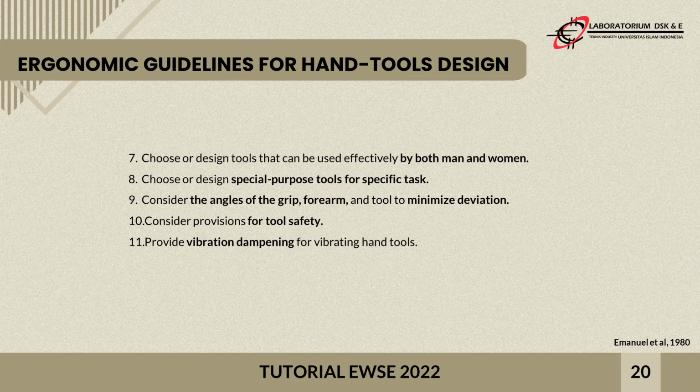9. Consider the grip angle and minimize excessive waist rotation. The goal is to reduce fatigue. 10. Ensure safety in the use of tools. An example is when we use a hoe, we have to make sure whether the handle is strong or not, so that when we use it the handle does not come off. And the last one is designing tools with appropriate material to avoid excessive vibration.